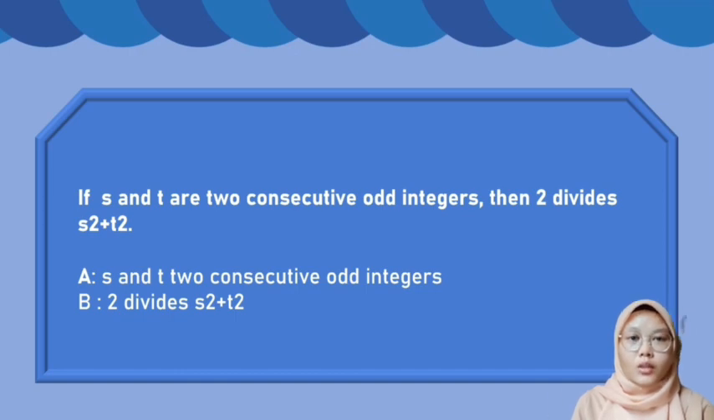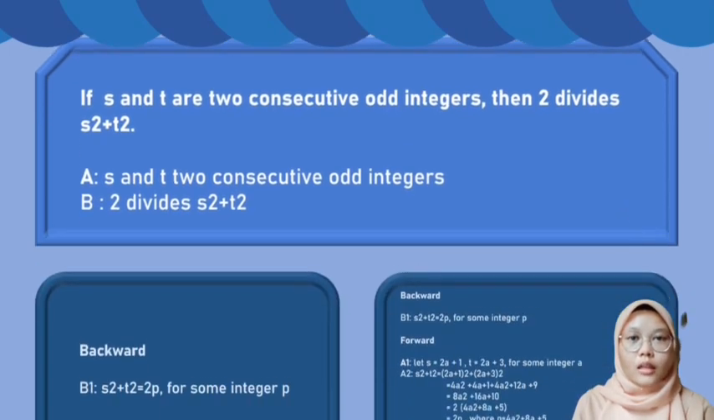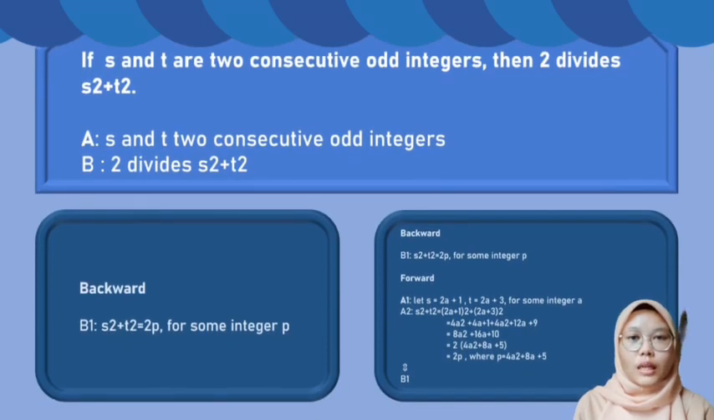For B is to divide S squared plus T squared, our conclusion. We must know the key question. The key question for this question is, how can we show that 2 divides S squared plus T squared? Using the backward process, the answer is if we can show that S squared plus T squared is twice some integer. So B1 is S squared plus T squared is equal to 2P for some integer P.